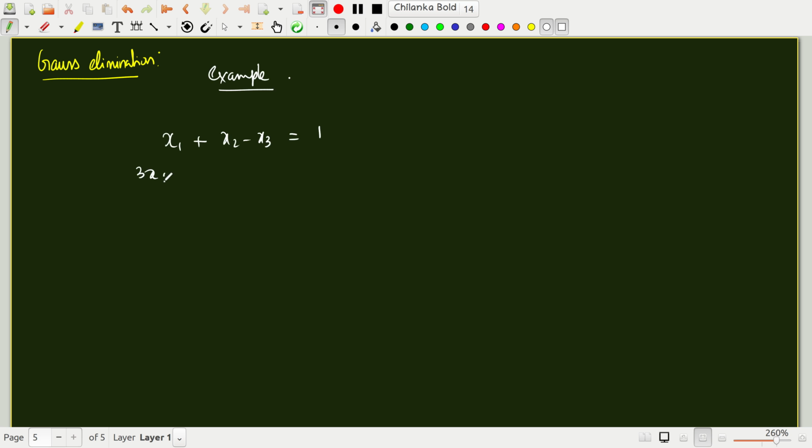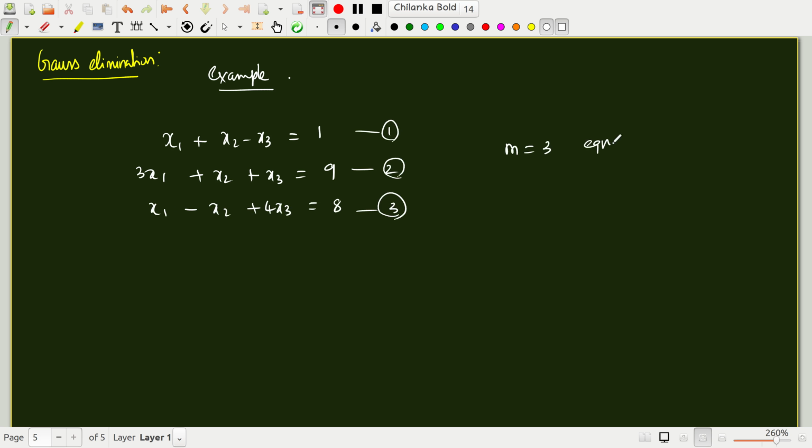And 3x1 plus x2 plus x3 is equal to 9. x1 minus x2 plus 4x3 is equal to 8. So let's number these equations 1, 2 and 3. You have m is equal to 3 equations and n is equal to 3 unknowns.